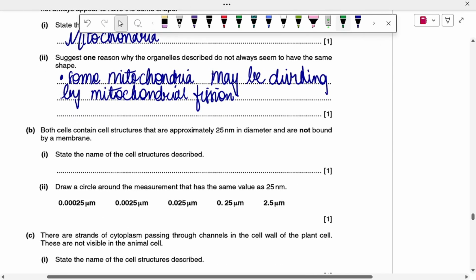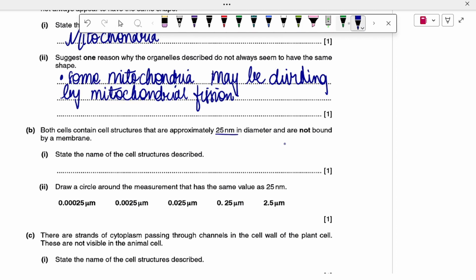Both cells contain cell structure that are approximately 25 nanometer in diameter and are not bound by a membrane. State the name of the cell structure present.